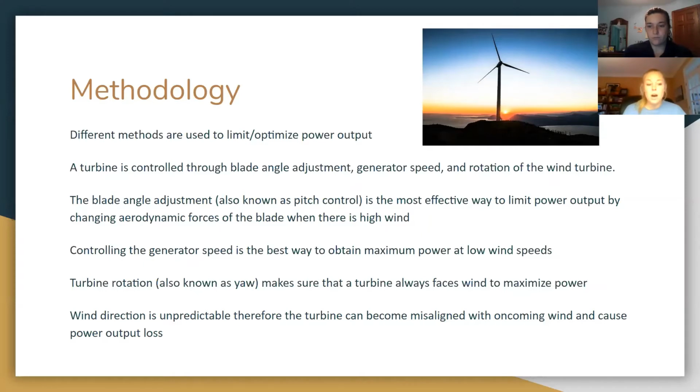And then you can also control the generator speed, which is the best way to get the most power at low wind speeds. And turbine rotation, which is also known as yaw, makes sure that the turbine is always facing the wind to get the most power out of the turbine. Also, wind direction is unpredictable, so the turbine can get misaligned, and this will cause power output loss.